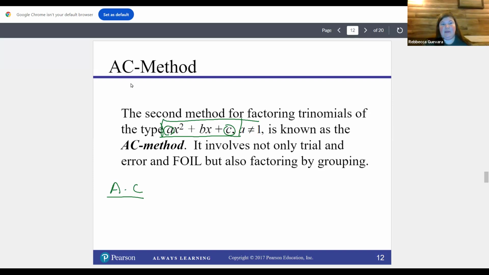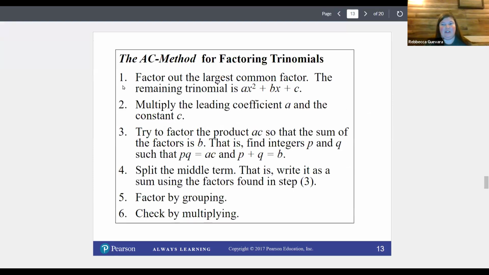So when we do the AC method, your first step is going to be factoring out the largest common factor as usual. Then you want to multiply the leading coefficient A with the constant C. Like I said, the A and the C get multiplied together. We want to find factors of AC that sum up to B. So we're going to multiply these two together, and their factors should add up to B.